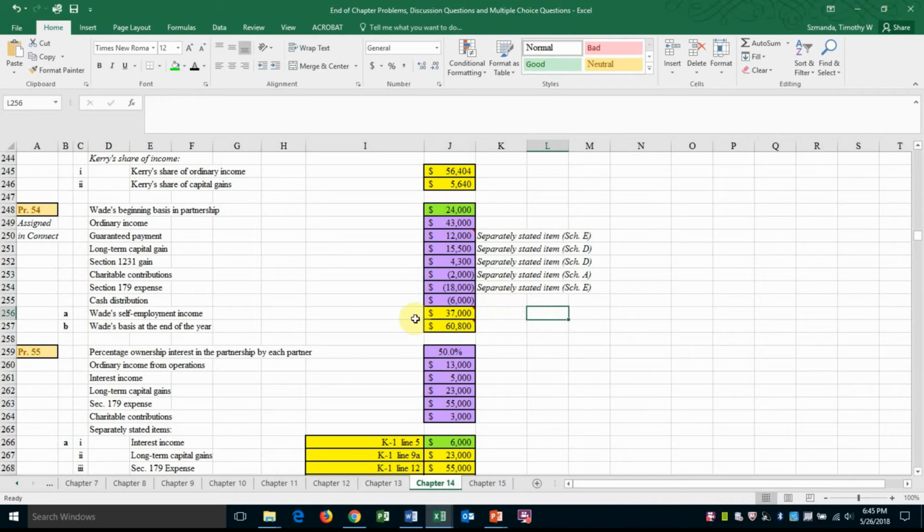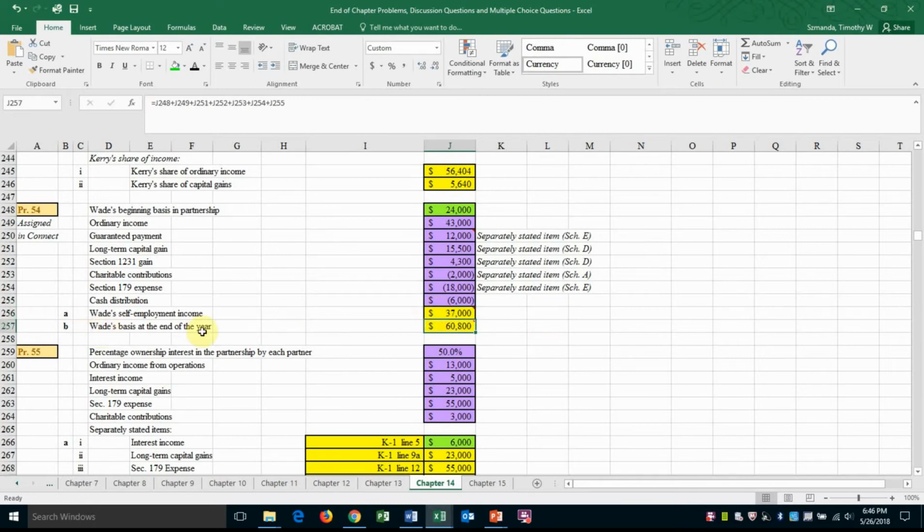So Wade's self-employment income then would be the total of the ordinary income plus the guaranteed payment, plus finally the Section 179 expense, which is a negative 18,000. So you wind up with Wade's Schedule E, or self-employment income, of 37,000. And this formula is found in table 14-2 on page 14-15.